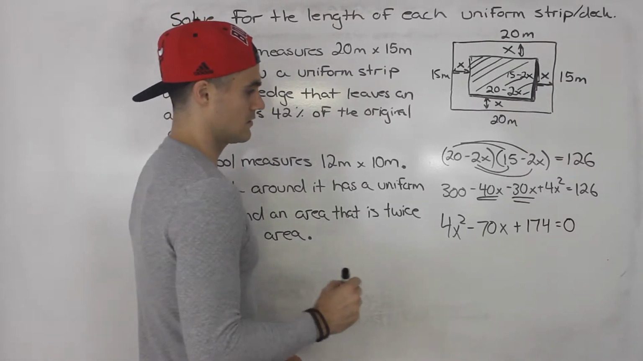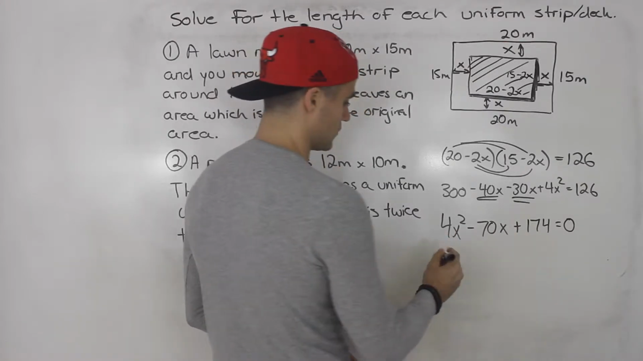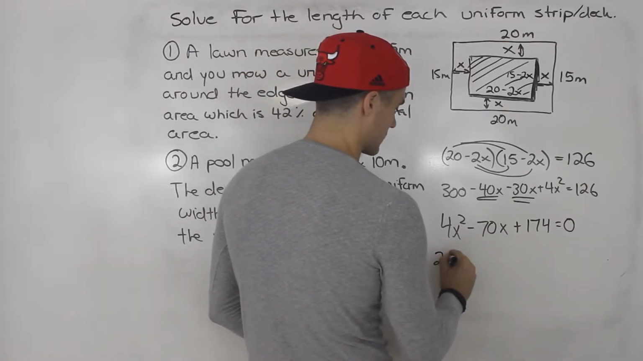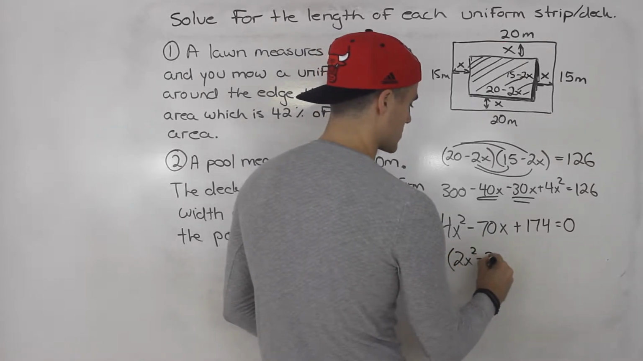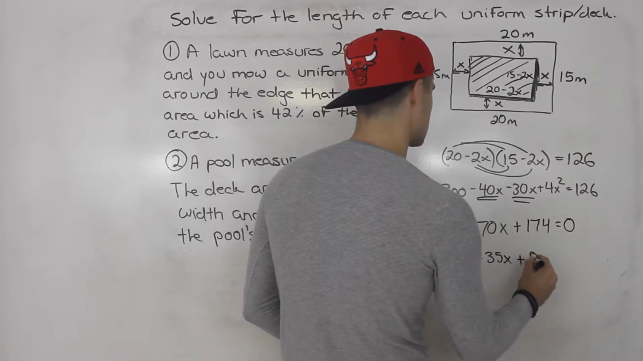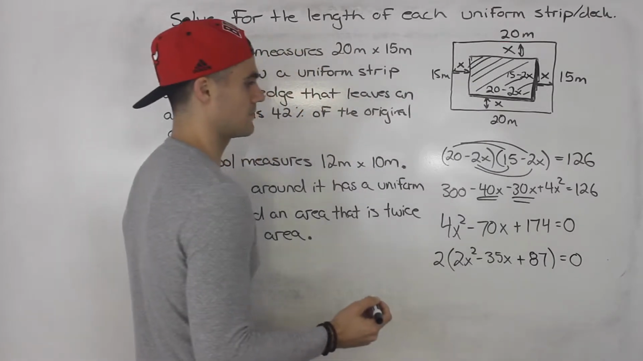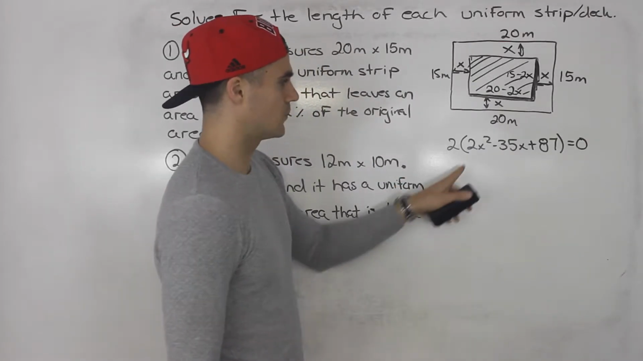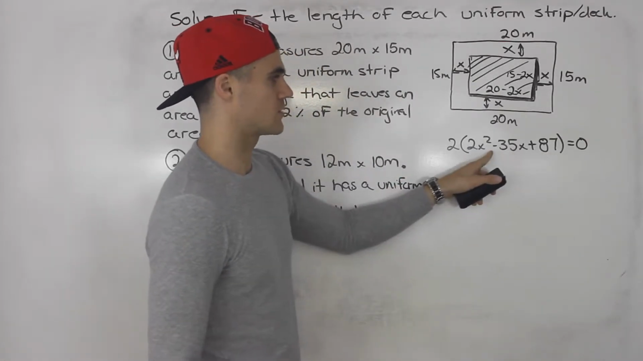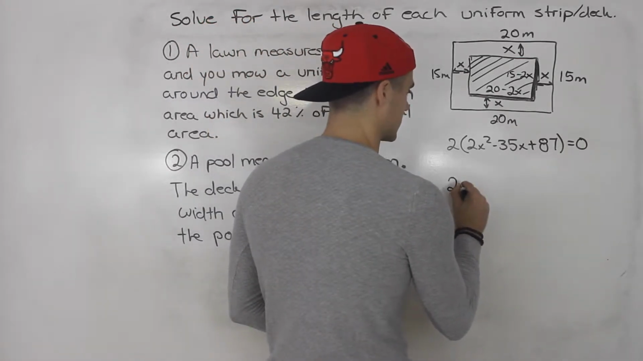And then from here, let's try to factor this. You could throw this in the quadratic formula if you want. I'm going to actually factor it. So I'll have, let's take out a 2. So we'll have 2x squared minus 35x plus 87. That's going to equal 0. So rewriting that up here, we now have to factor this 2x squared minus 35x plus 87. So I'm going to do that down here.